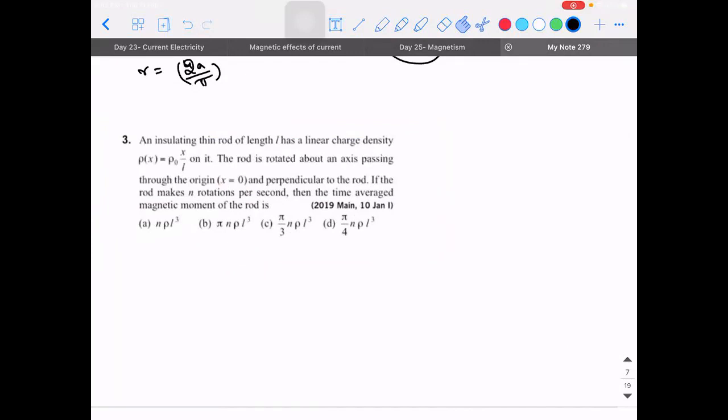So how do we find it? So there is an insulating thin rod which has a linear charge density of rho naught into x divided by L. The rod is rotated about an axis passing through the origin. So this point is taken as the origin. So it is revolved in the direction perpendicular to the rod. If the rod makes n rotations per second, then what is going to be the magnetic dipole moment of the rod? Just time averaged. So how do we proceed?